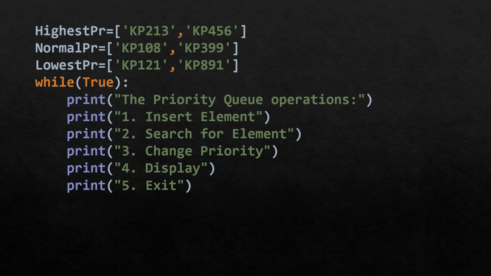So here we have initialized the three queues: highest priority, normal priority, lowest priority, having some values in them. And the different queue operations are displayed, that is insert element, search for element, change priority, and one more I have added, that is display, if you want to see how the queue looks like, then exit.